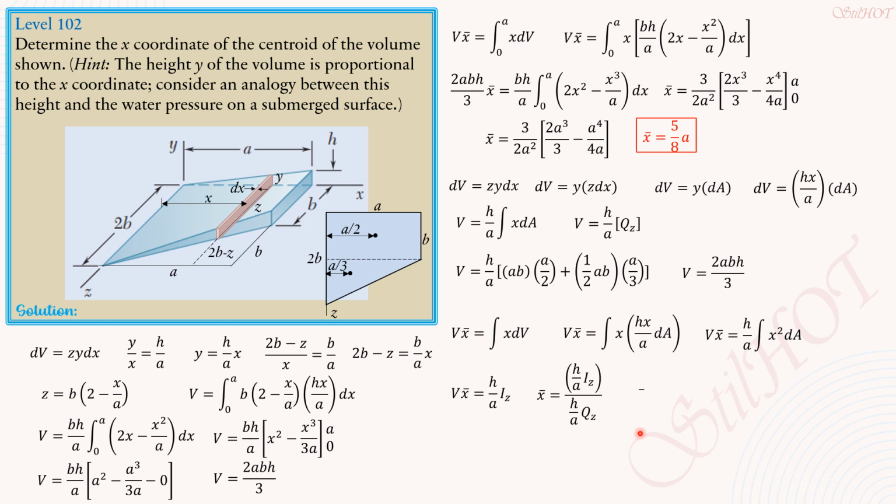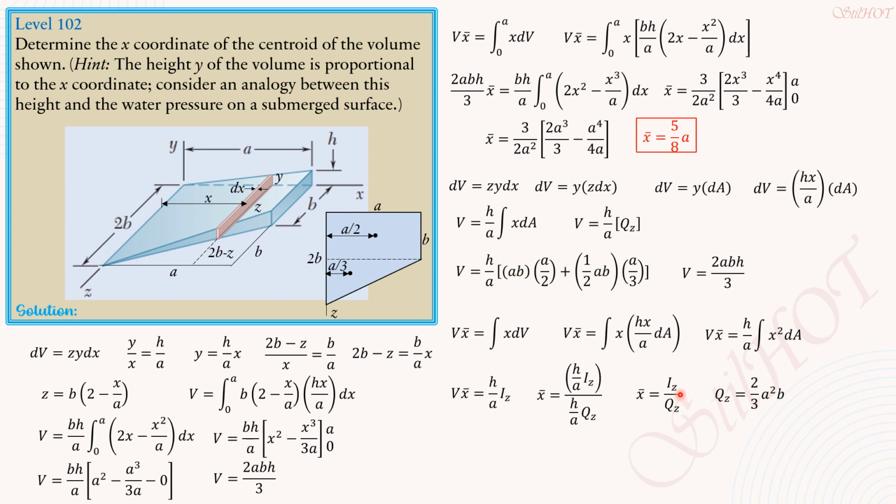Cancel out h over a, so the expression for x-bar is the moment of inertia of area with respect to the z-axis divided by the first moment of area with respect to the z-axis. And take note that we already computed Qz. This is Qz, a squared b over 2 plus a squared b over 6. So a squared b over 2 plus a squared b over 6 is 2/3 a squared b. So that's Qz, 2/3 a squared b from here.